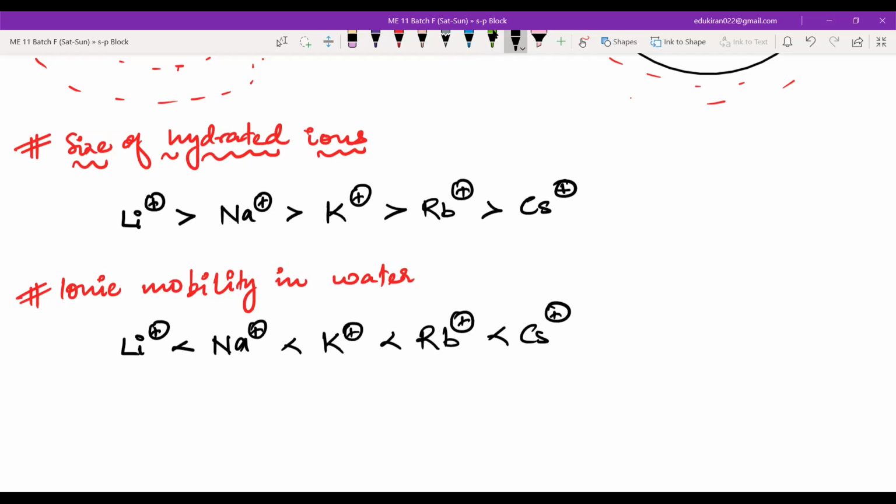Sir, so if the size of the ion is bigger, then the mobility will be more, like the pure ion, not the hydrated ion. Yeah, in water. When we are talking in water, you will be looking at the size of hydrated ions. But in general, you can say that it is following the same trend. If I look at the pure ion, if the size is large, the mobility will be high in water. Okay, sir.